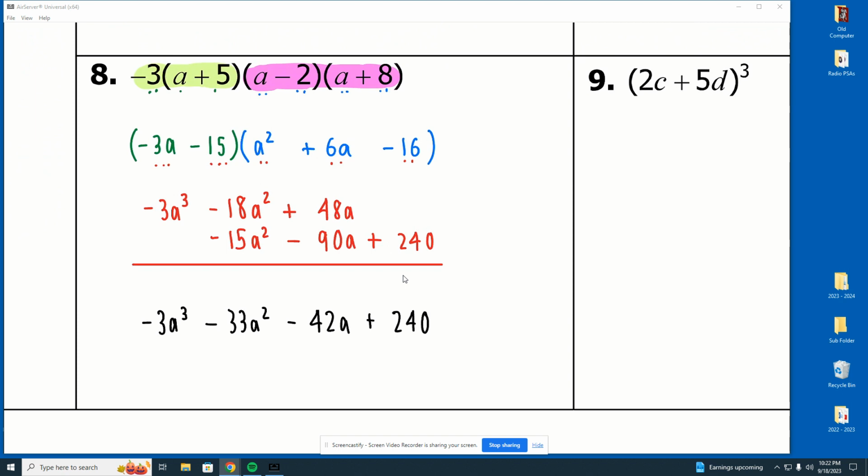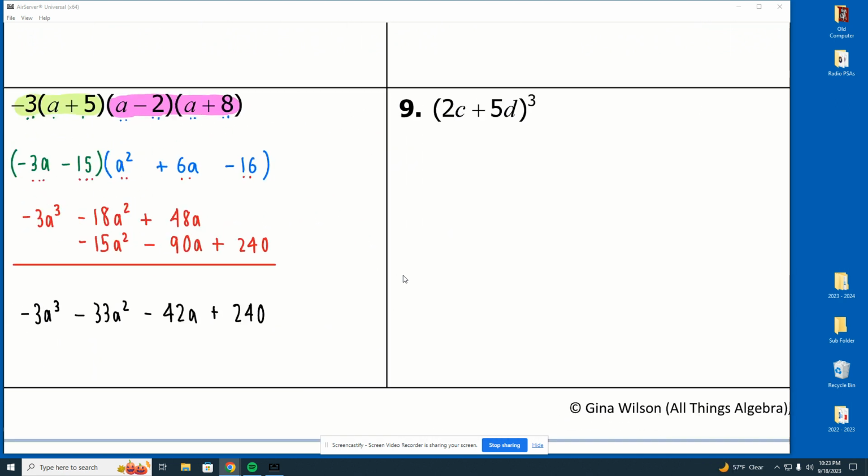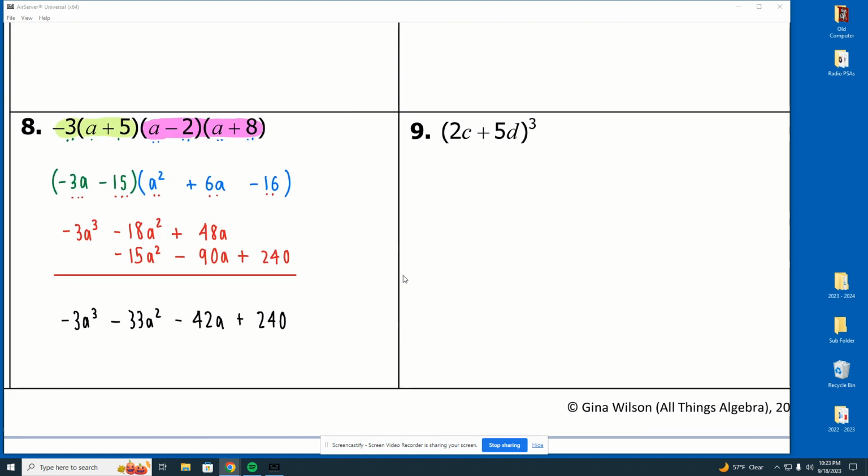All right, I hope that makes sense. Again, the process that you go through is a little bit more intense here, but you guys can do it. Okay, look at number 9 with me. I'm going to leave that there in case you're still writing.